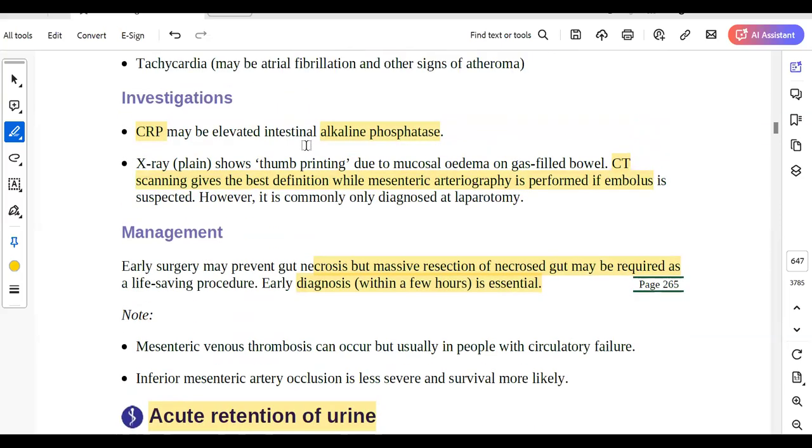So for the investigation, if you see the patient is in shock, then you can't wait. You have to take the patient for laparotomy. If the patient is not in shock, then your investigation of choice will be CT angiogram. But if the question gives you a known atrial fibrillation patient, and then asks what is the best test, then for suspicion of emboli, mesenteric arteriography is the best.